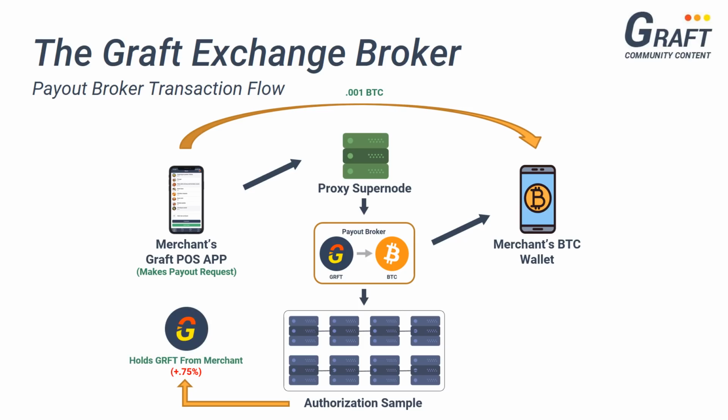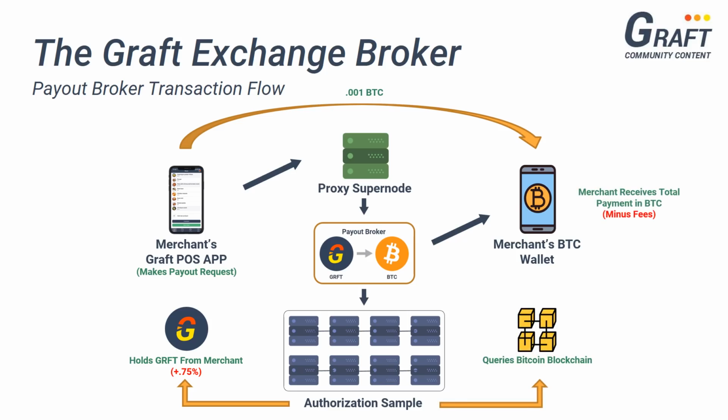The authorization sample will then query the Bitcoin blockchain and verify that the merchant has indeed received the requested payout in Bitcoin. Once this has been verified, the authorization sample will then release the Graft bond that's on hold from the merchant to the payout broker, and the transaction is complete.